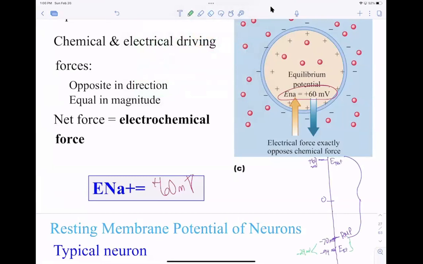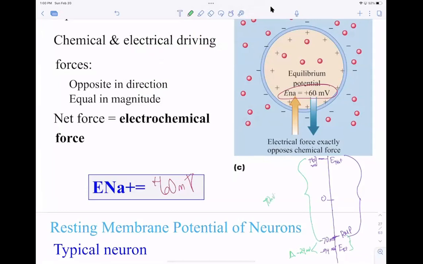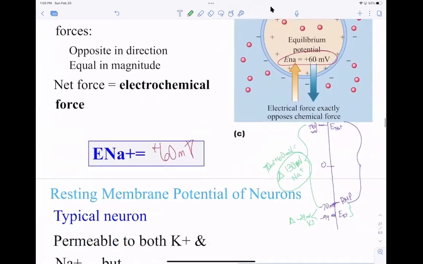So potassium doesn't have this huge difference between the resting membrane potential and the equilibrium potential of potassium. But if you look at the difference here between the resting membrane potential and sodium, we're talking 70 plus 60. So you're going to have 130 millivolt difference for sodium. That's a much bigger difference than potassium. That is to say, sodium has a much bigger drive to move than potassium.